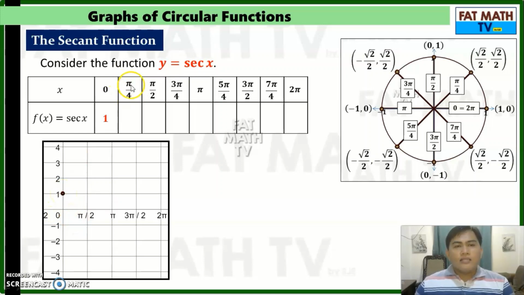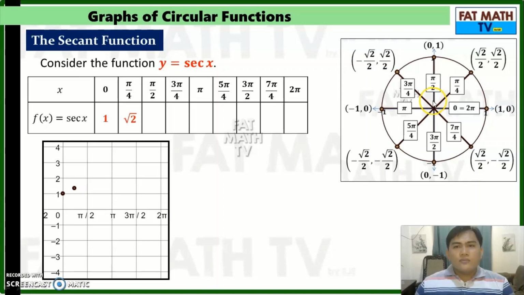Okay, when x is pi over 4, meaning to say the angle is pi over 4, so we will have 1 over this. So 1 over square root of 2 over 2 is square root of 2. So you can verify that. Square root of 2 is about 1.4. So here, pi over 4 here, and then 1.4.